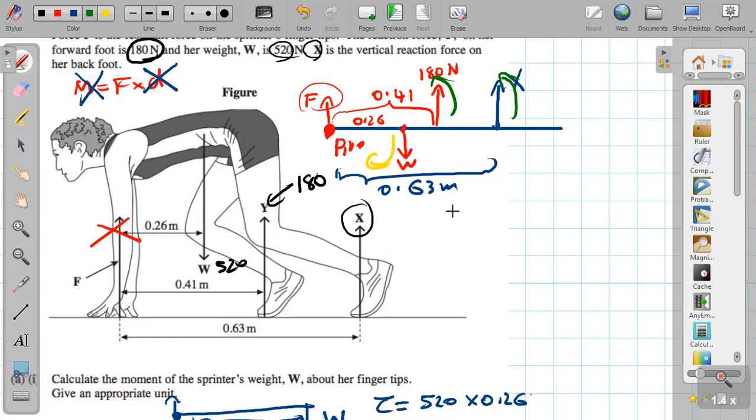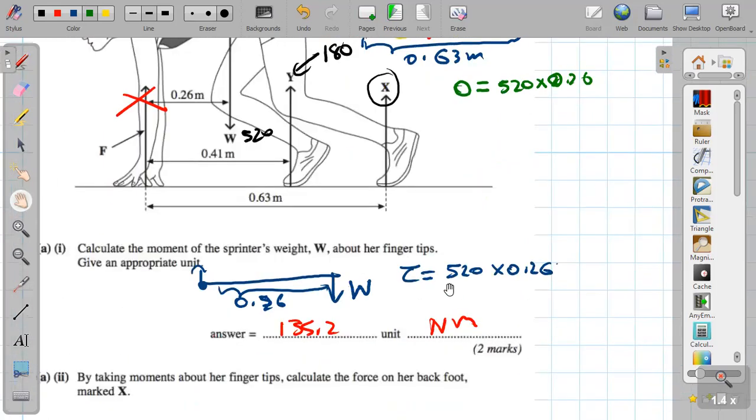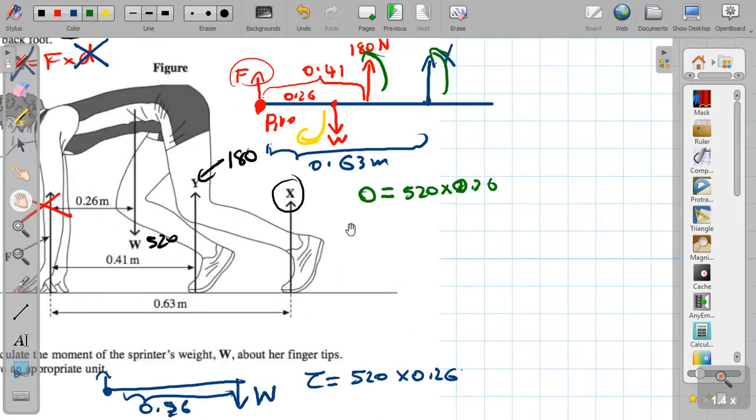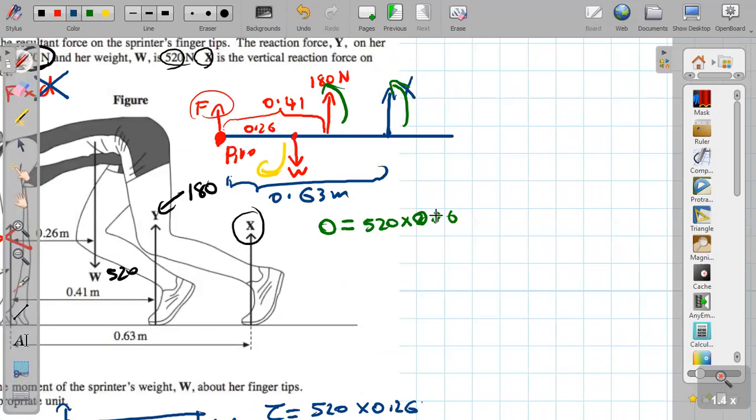Remember the vector sum of moments around the pivot is 0. So 0 equals to what and what? 520 times what? 0.26. Or you can just use this answer itself because we just found the moment of that. It doesn't matter, you can directly use that one. No problem.